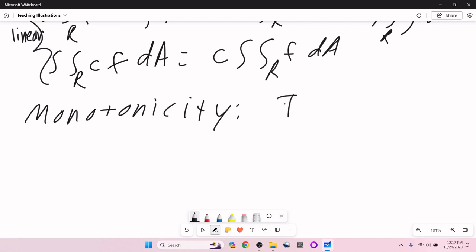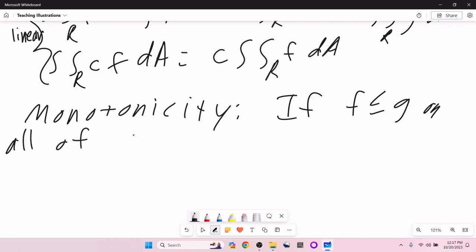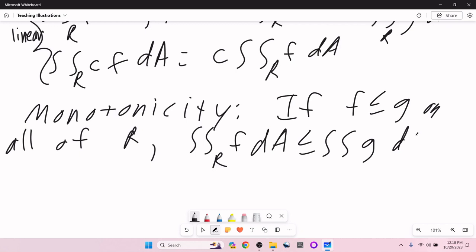It just says if f is less than or equal to g on all of R, then the integral of f over R is going to be less than or equal to the integral of g over R. If you think about the volume, this kind of seems obvious. If they have the same floor plan, but one has a higher ceiling, it's also going to have greater volume.